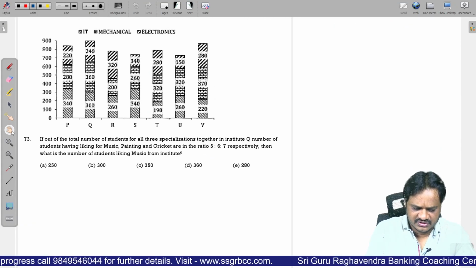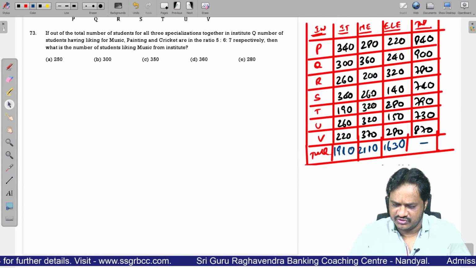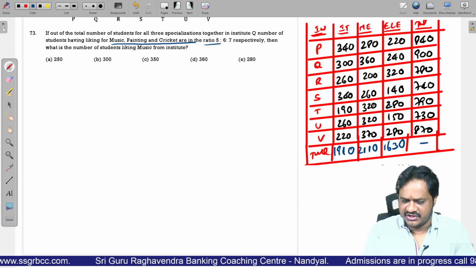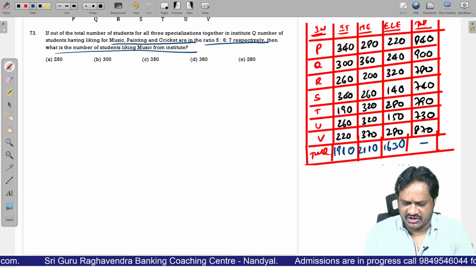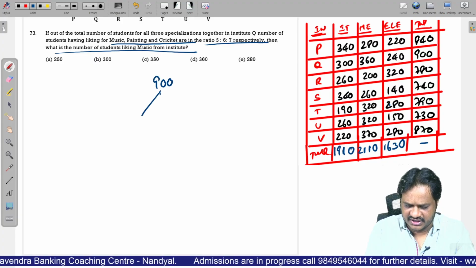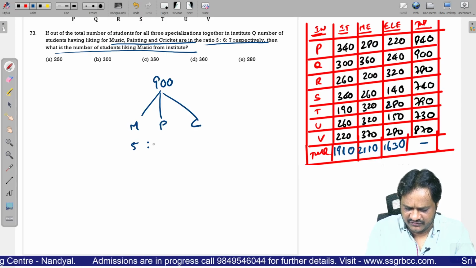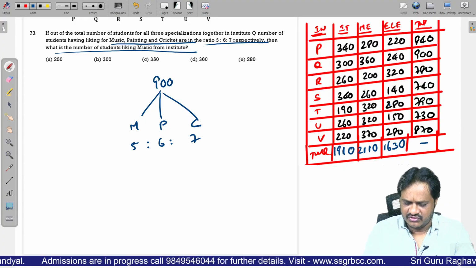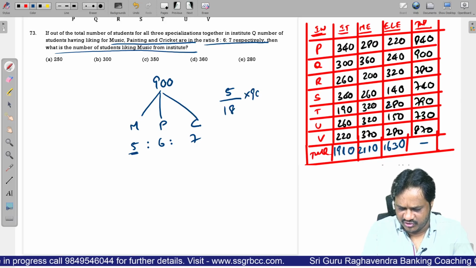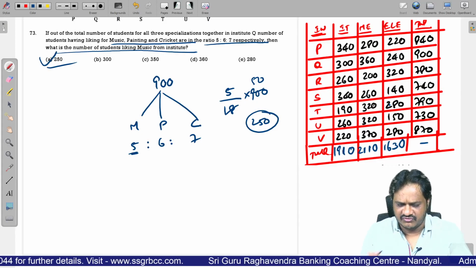Next question. If out of the total students in Institute Q, the number of students liking music, painting and cricket are in the ratio of 5 is to 6 is to 7, what is the number of students liking music? Q total is 900. In this there are three departments: music, painting, cricket. We want music. Music is 5 parts. Total is 18 parts into 900. That will give 250 as the correct answer. Option 1. Next question.